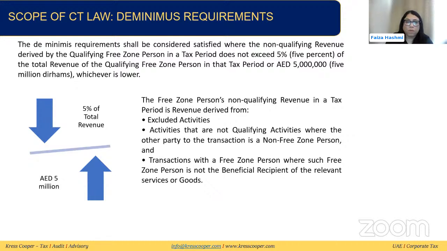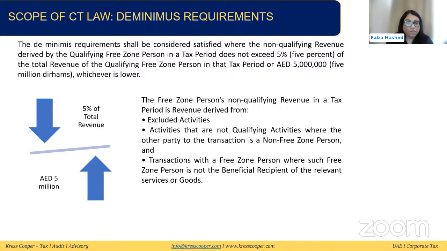Like we talked about, it can be income from these excluded activities. It can be activities which are not qualifying activities, where the transaction we are doing is with a non-free zone person. Like we had discussed, if you are transacting with a free zone person, then you only need to see that it's not part of the excluded activities, and that there's a beneficial recipient who is the one you're doing this transaction with. In that case, if it's a non-free zone person, then you will have to see that it is part of the qualifying activities, which Mahar will be discussing in detail, and that they're not excluded activities.